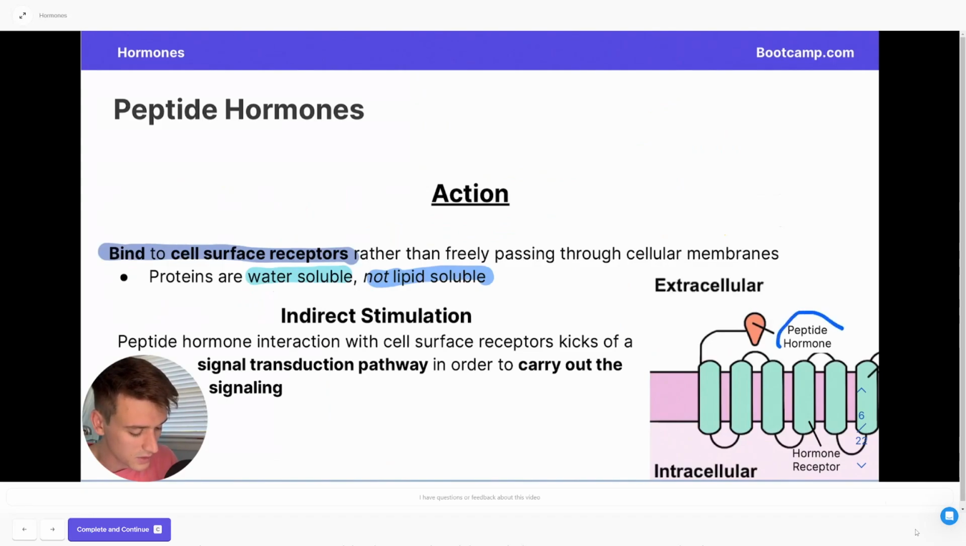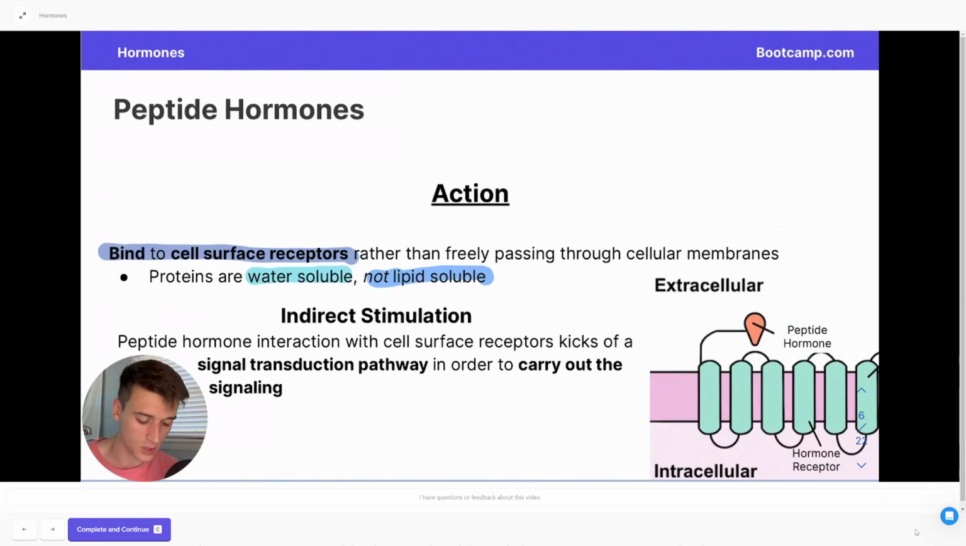Here's our mock peptide hormone in orange. It's in the extracellular environment, and instead of crossing directly through the cell membrane, which it's not capable of due to its polarity, it is instead going to associate and bind to a receptor on the extracellular domain.